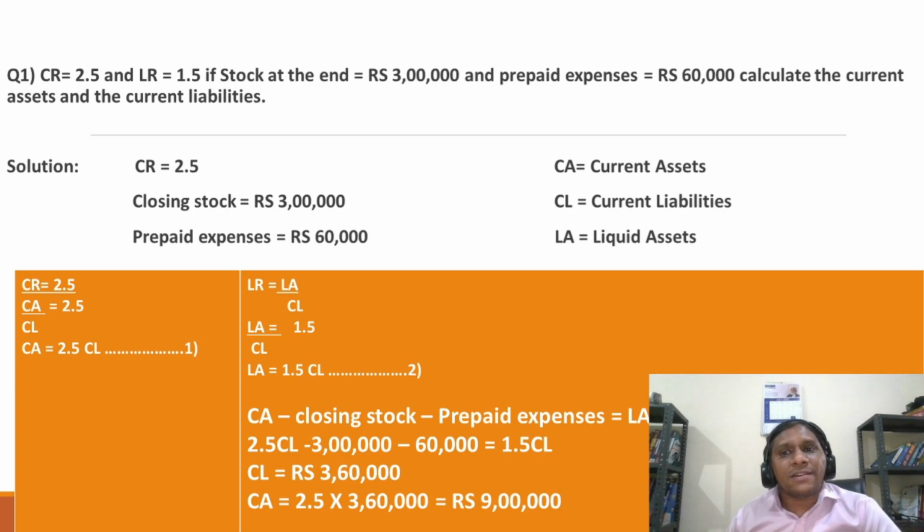I am using current assets as CA. So I have mentioned it. CA is equal to current assets, CL is equal to current liabilities, and LA is equal to liquid assets. Now, after mentioning this, I can use these short forms.